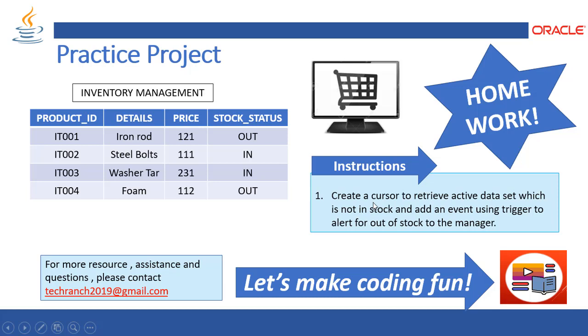The goal here is that we have a program where we define the cursor, which will tell you that steel bowls and washer are in stock, but iron rod and foam are out of stock. So we have to alert the manager using a trigger that these 2 products are out of stock from the inventory.